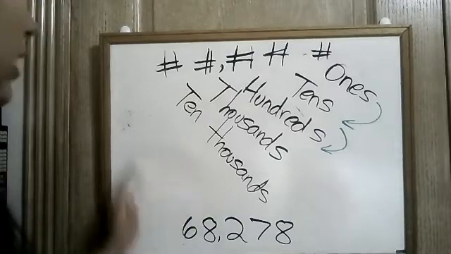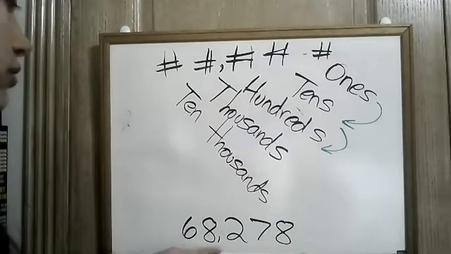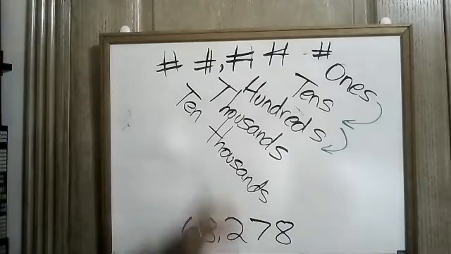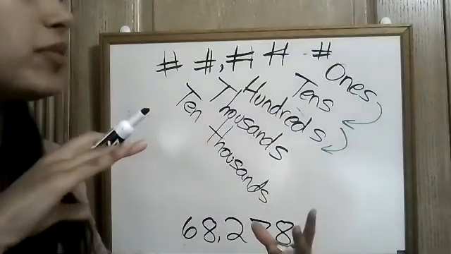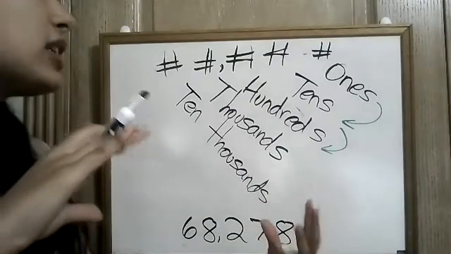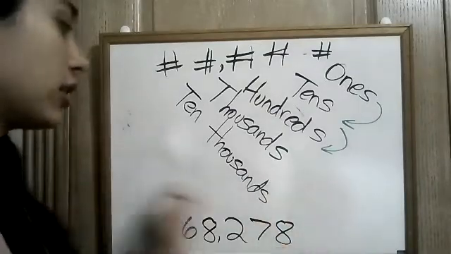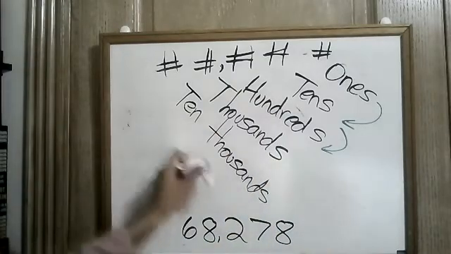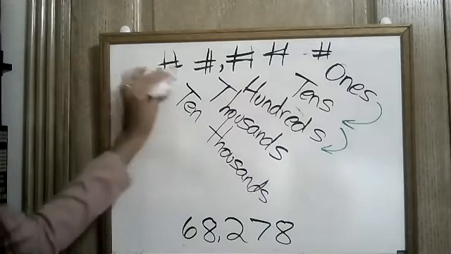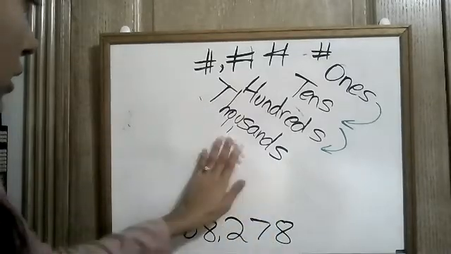But we're going to be more correct. We're going to call it 68,278. But how you name something mathematically is different than its little spot. So we have the 10,000s. We're going to go ahead and erase this.